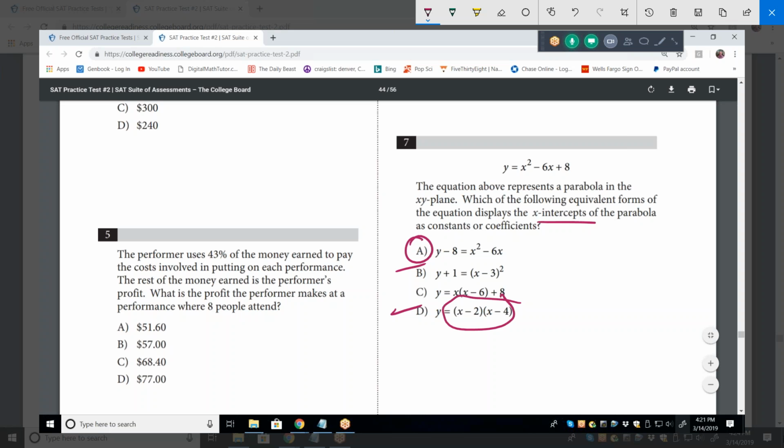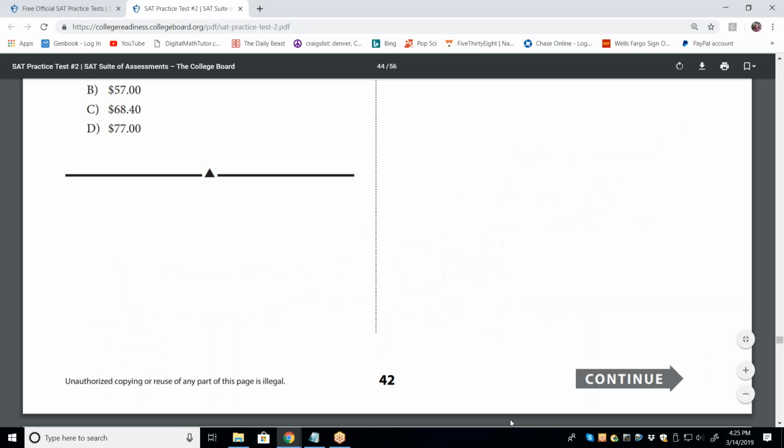Now, if you want to go to the trouble of factoring that, it turns out that this factors correctly, but I'm not sure you even need to do that. You can instantly rule out A because that's not x-intercept format. Nor is B. B may be correct, but it's not x-intercept format either. Nor is C. The only one that's x-intercept format is D. All right, let's go to 8.